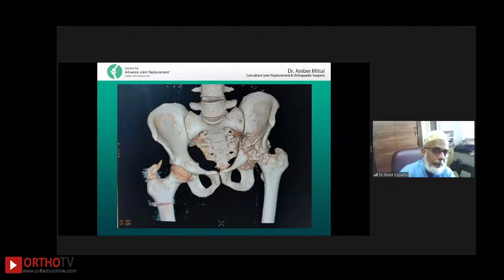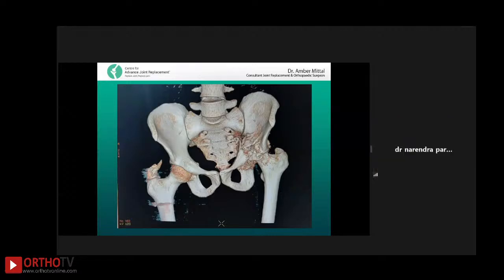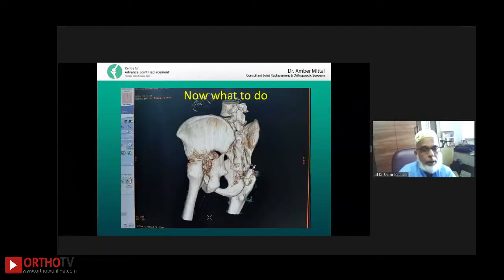I agree with Pradeep here. You cannot heal this acetabulum. Without an integrated pelvis, it is difficult to do a proper THR. That's my personal opinion. Anyway, Ambal, tell us, what did you do?